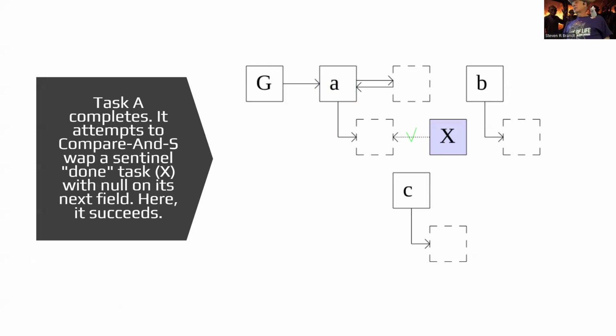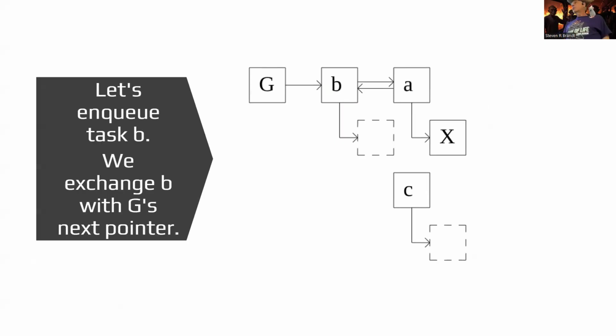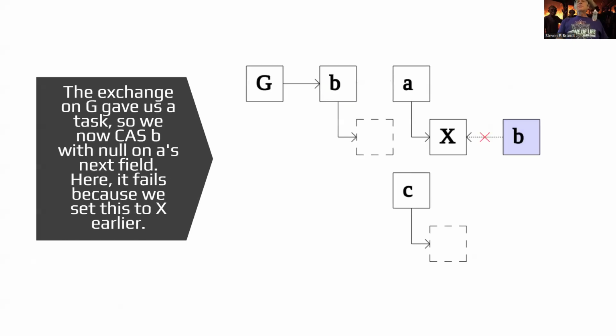When A finishes, it tries to mark its own next field with done. It succeeds in this case because nothing else has submitted to the guard. So there we go, it gets in there. Now everything is quiet. B now tries to submit a task. It does the get-and-set with the next field on the guard and gets back A. Then it attempts to put itself into A's next field. It fails because the next field is already marked done.